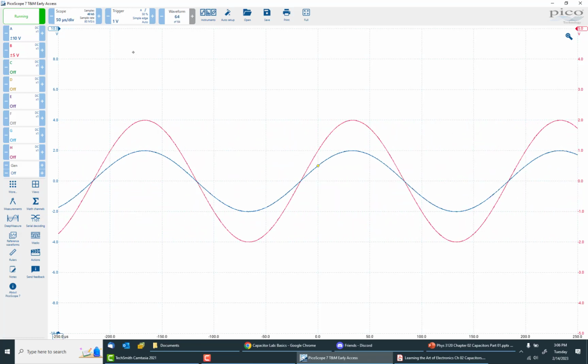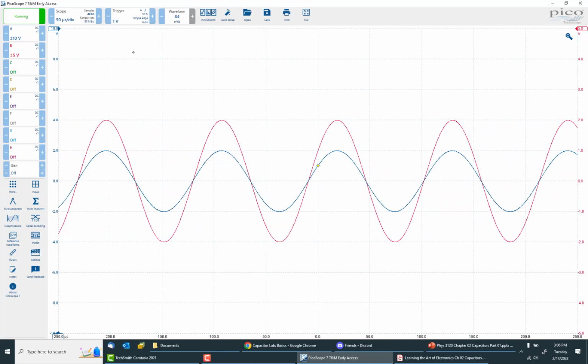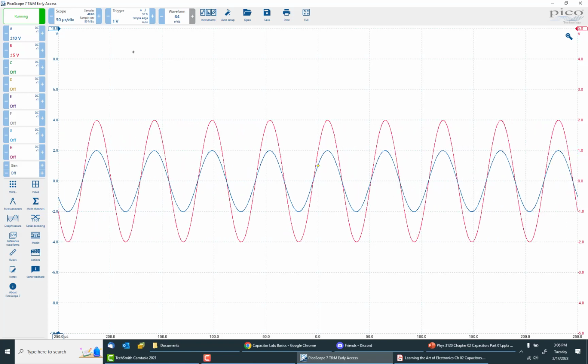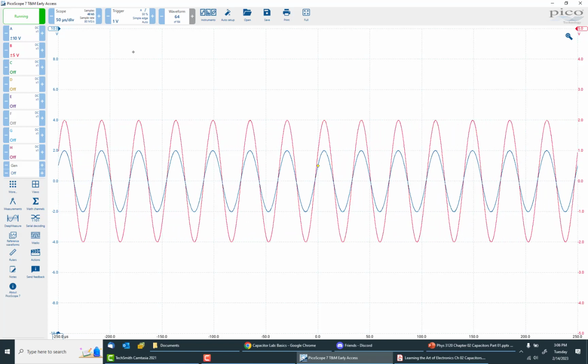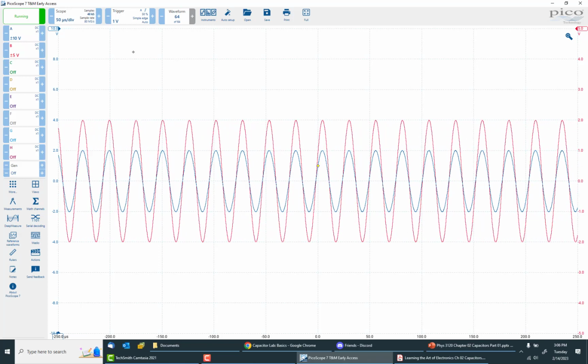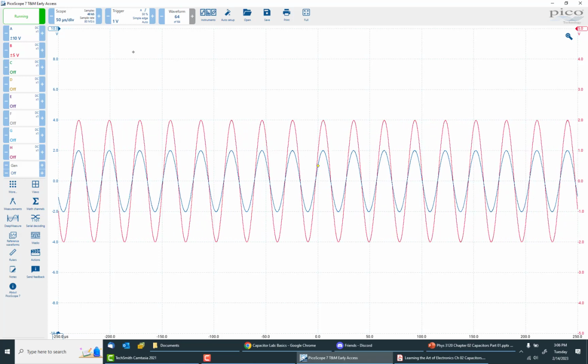Now the red is the output. Okay. So now we're at 10 kilohertz. I'm surprised I haven't seen it shift any yet. So I must not be seeing what I thought I was seeing. Give me a minute here. Maybe I changed this.